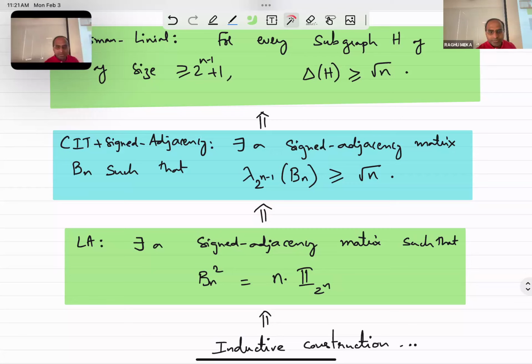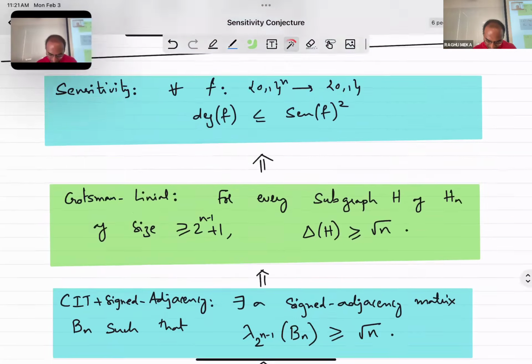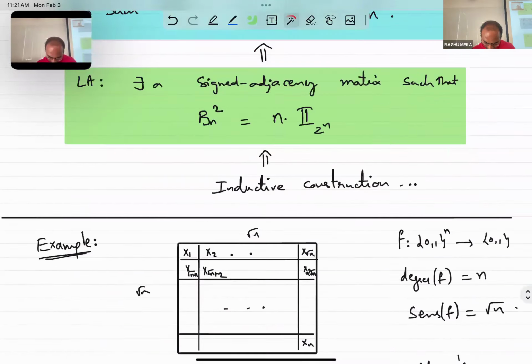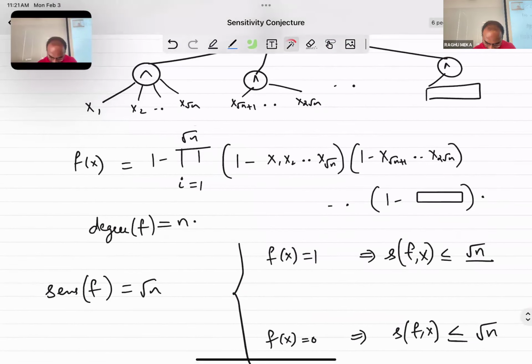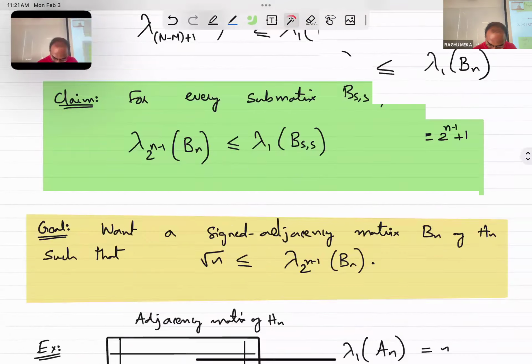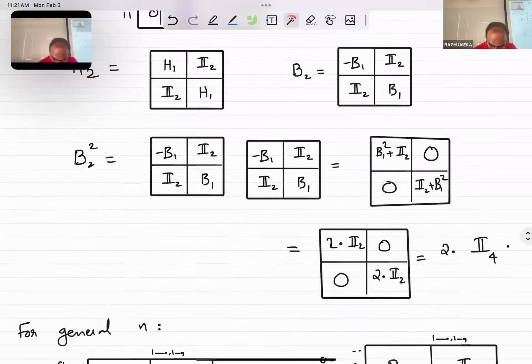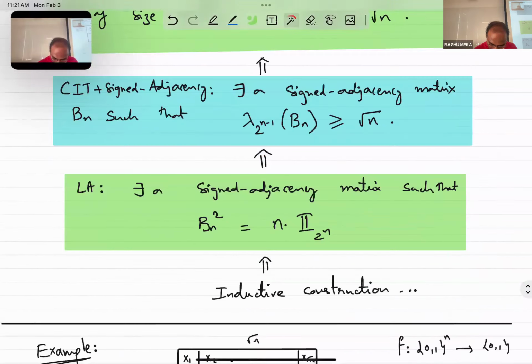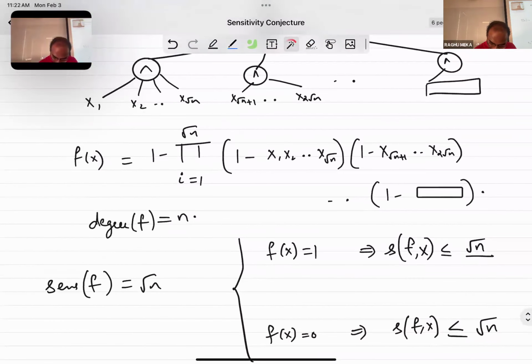Okay, there's a question. I think you need to remove the product symbol from the formula for f of x. Let's see. Yes, that is true. Good catch. This should not be there. Okay.